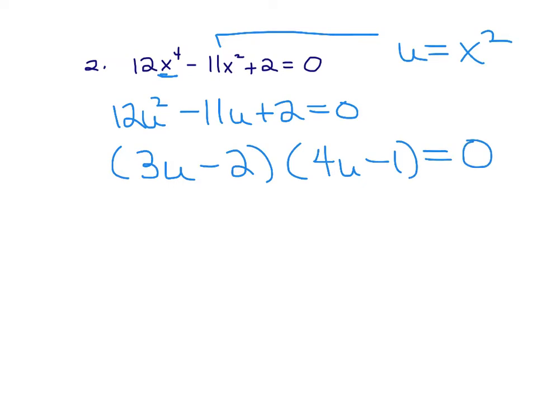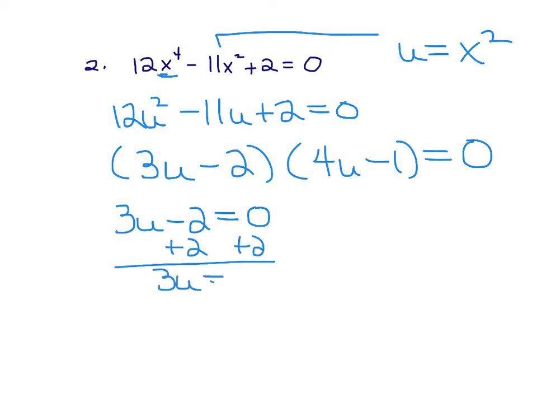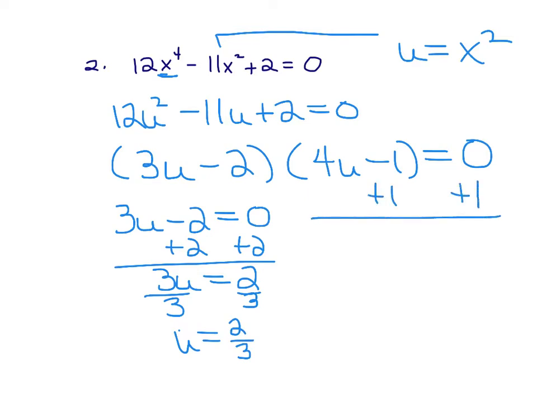I now set each equal to 0. I'm going to solve for U. I'm going to add 2. Divide by 3. I get U equals 2/3. I'm going to solve this one. Divide by 4. And U equals 1/4.